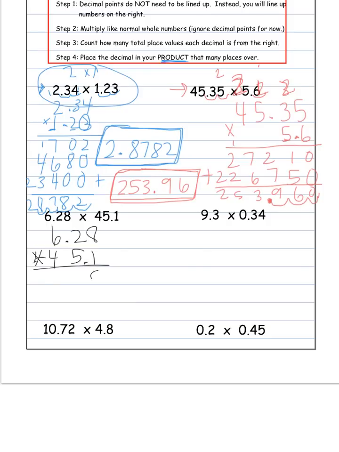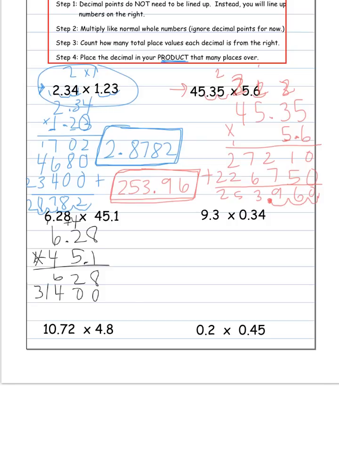1 times 8 is 8. 1 times 2 is 2. 1 times 6 is 6. Now we're moving on to the 5. Since we're moving over 1 place, we put a 0 to fill as a placeholder there. Now we take the 5, multiply by everything on the top. 5 times 8 is 40. Regroup our 4. 5 times 2 is 10, plus the 4 we regrouped is 14. Regroup our 1. 5 times 6 is 30, plus 1 is 31.